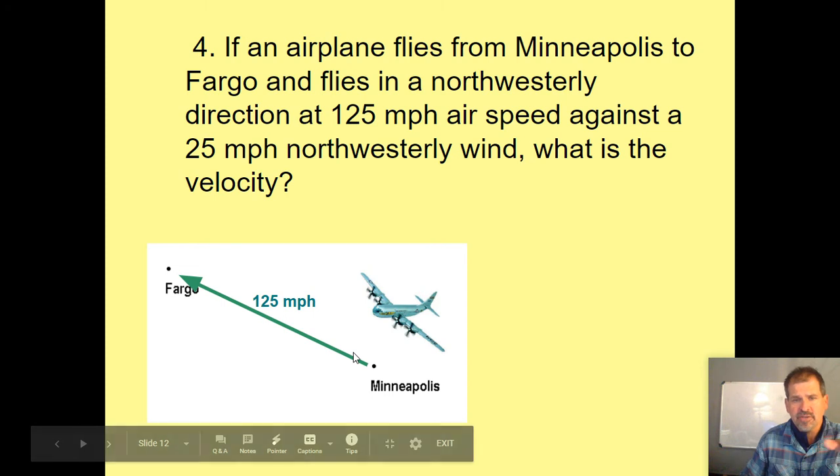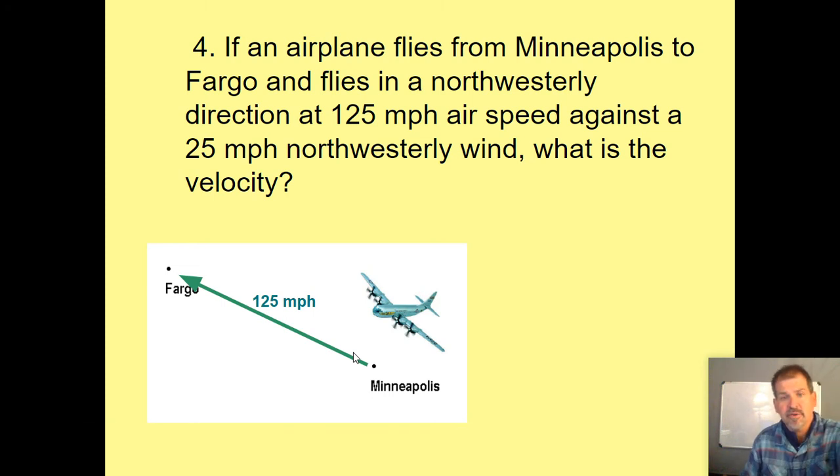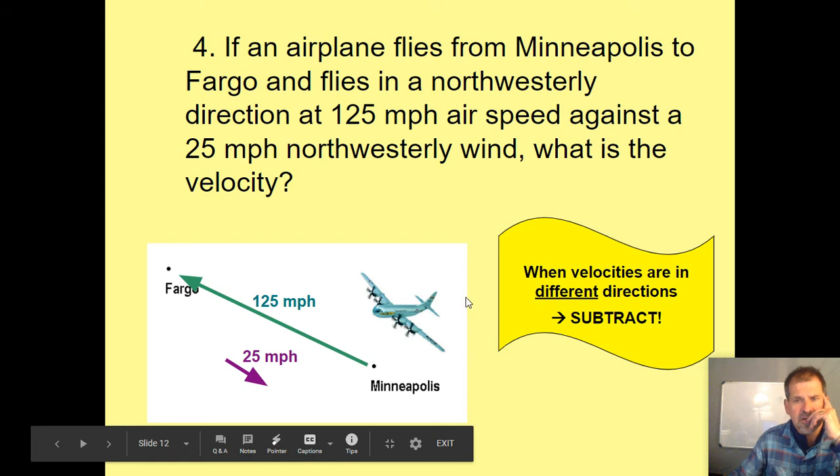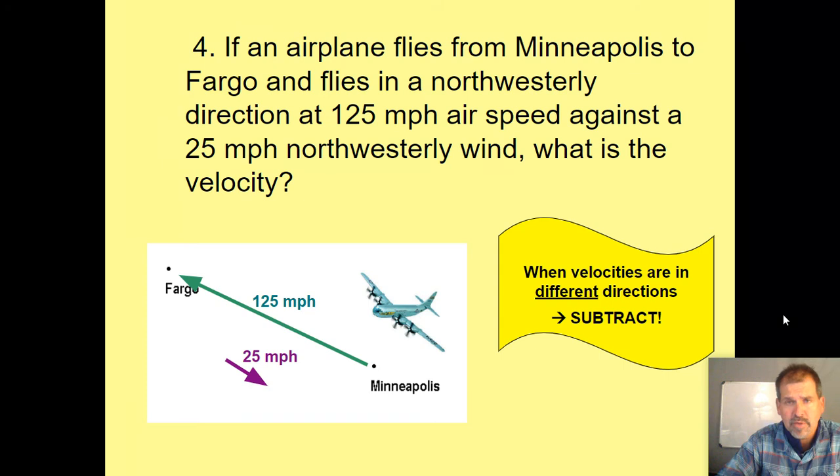So there's our direction, there's our speed, so there's our velocity, but we have to compensate for this wind that is blowing into it, right? When velocities are in different directions, you subtract, right? So take a second and draw this out. You don't have to draw a perfect little airplane. You can even just write the word airplane and put it in a box.